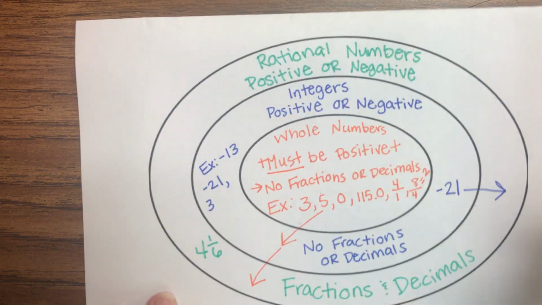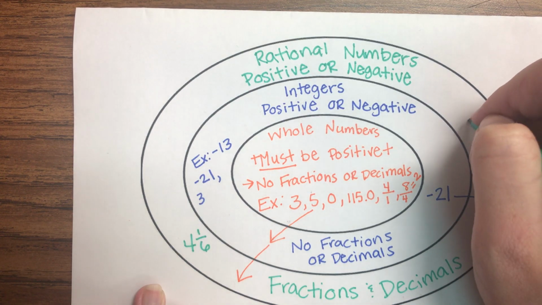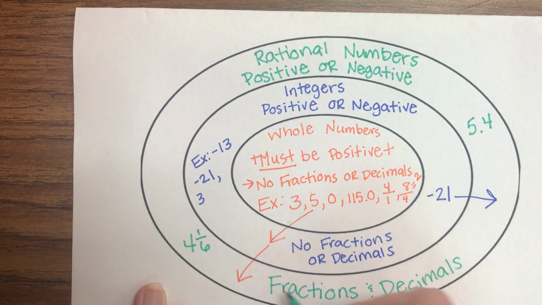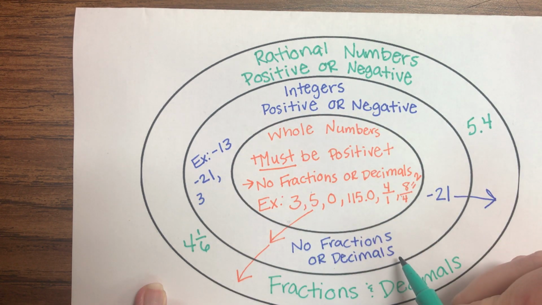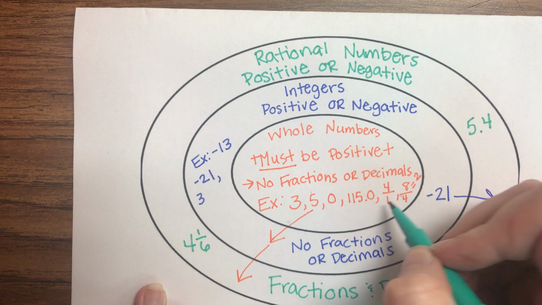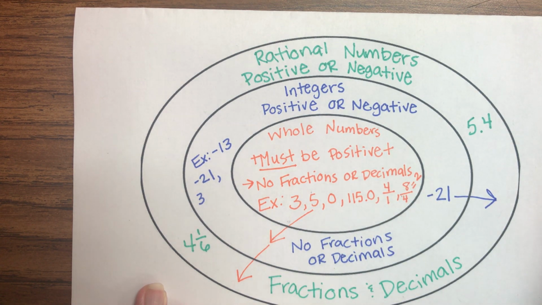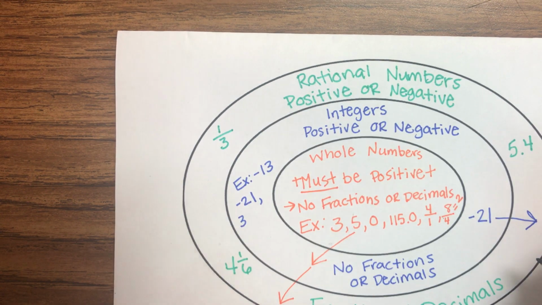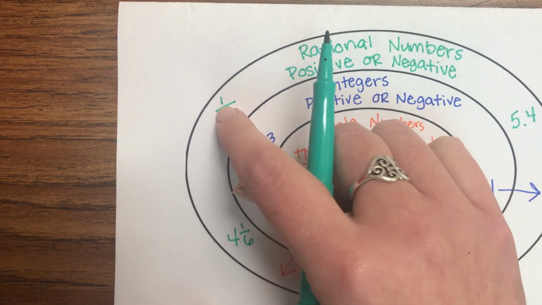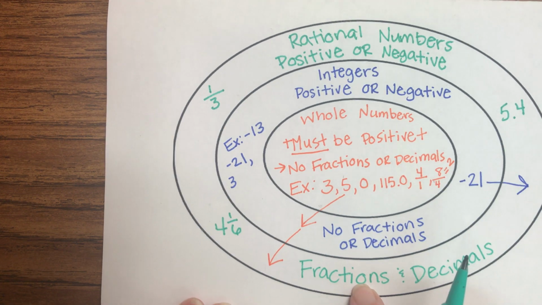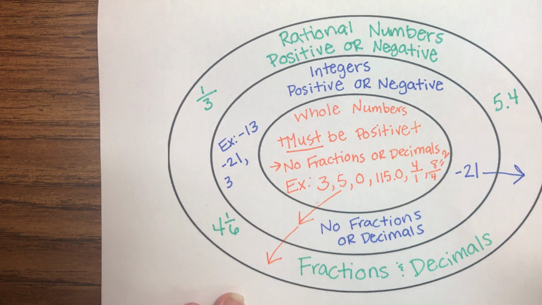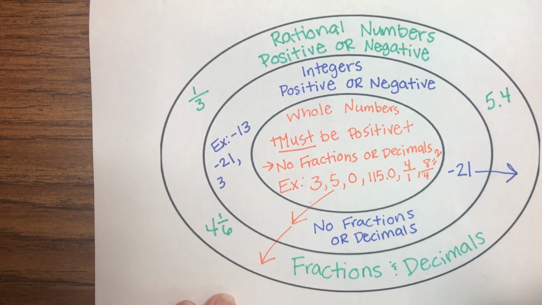If I have, let's see here, like 5.4, it's a decimal, so it goes all the way out here. It can't be an integer because we can't have decimals. It can't be a whole number because we can't have decimals. And then if I just have a regular fraction such as 1/3, this one's a fraction, so I can't be an integer or a whole number. And lastly, there's nowhere for it to go. We can't go into any outer rings. So if it's a rational, it's only a rational number.